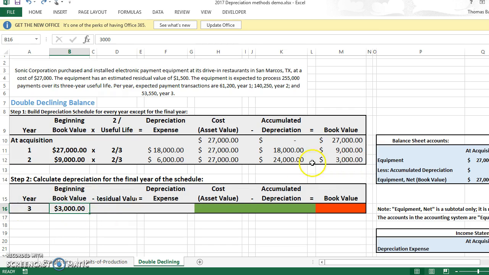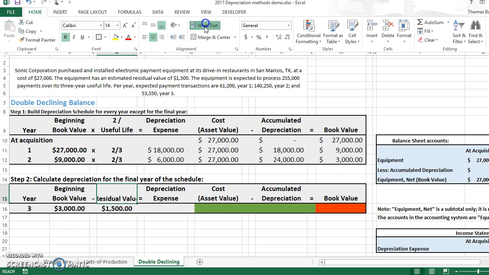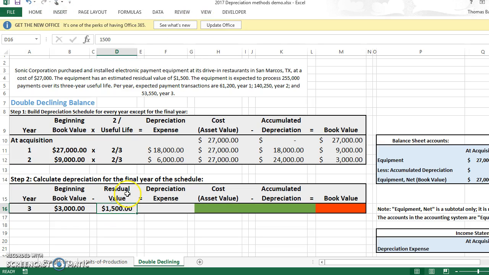Basically what you do is you take that beginning book value. Well, at the end of year 2, our book value was $3,000. At the beginning of year 3, that's my book value, $3,000. My residual value is $1,500. I'm going to subtract my residual value, which is $1,500. That's given in the facts here.